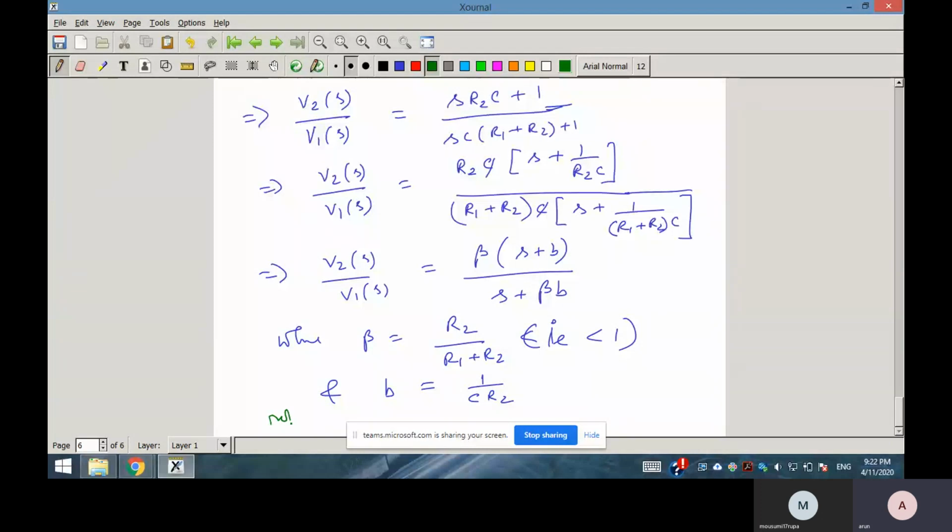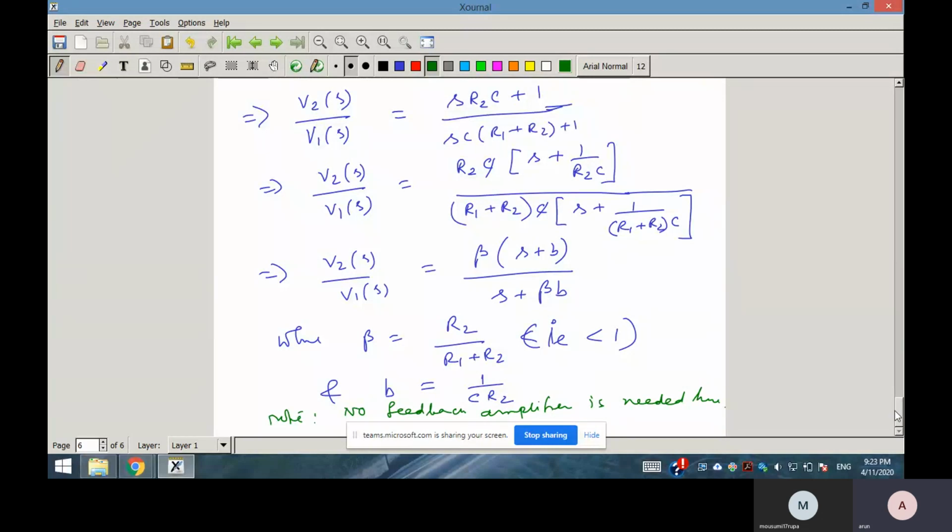As one note, no feedback amplifier is needed here. So this is about the lag controller.